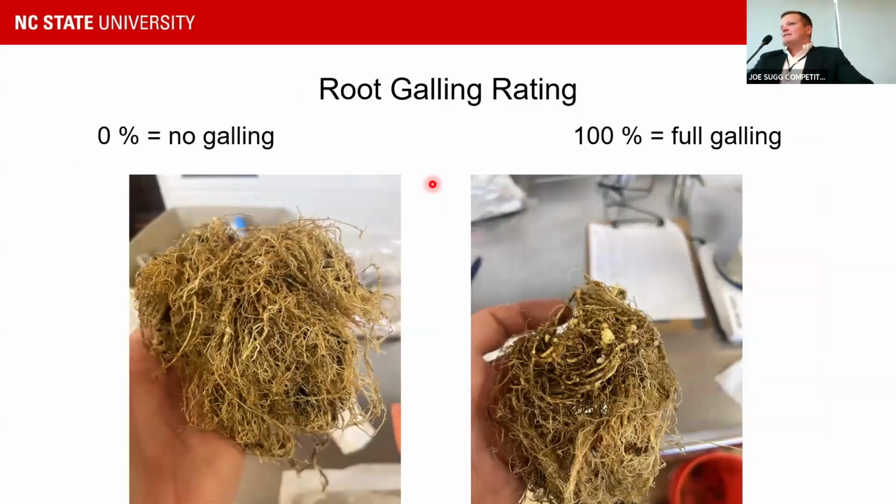Once the roots were clean, you can see that we collected an average visual rating of galling on the roots. Our rating went from 0 to 100, with 0 equal to no galling and 100 to full galling. On the left side, you can see a nice clean root mass, no obvious galling, so that would equate closer to our 0. And on the right side, you can see galling at the base of the plant. This does not equate to 100%, but it was on the higher end of our scale. This rating was about a 15% galling.